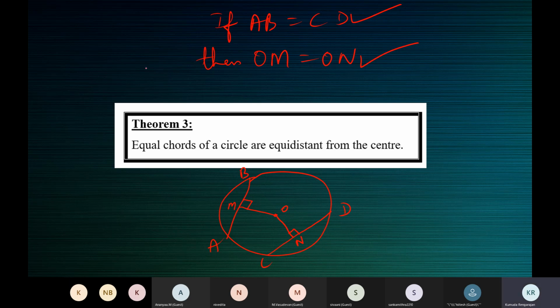The converse is, chords that are equidistant from the center are equal. Or you can say, chords of a circle that are equidistant from the center are equal. So the converse is, if OM is equal to ON, that is, if the distances of the two chords from the center are equal, then AB is equal to CD.